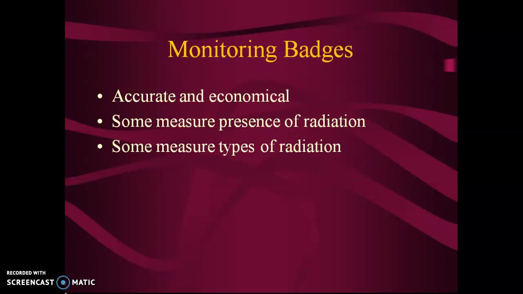Some measure just the presence of radiation, and that would be the kind that in a dental office you might wear. There are other types that measure the type of radiation. The type of radiation would be something you'd be more concerned with if you worked in nuclear medicine, where you would be exposed to different types of radiation, and they would need to know what the specific problem was if there was an overexposure.